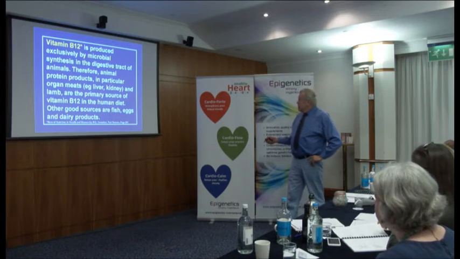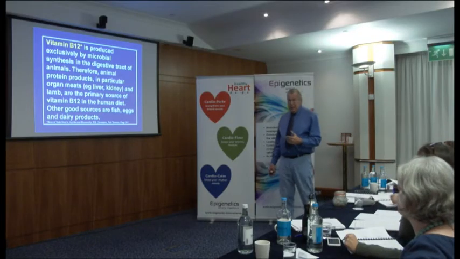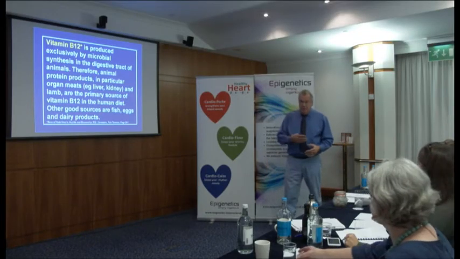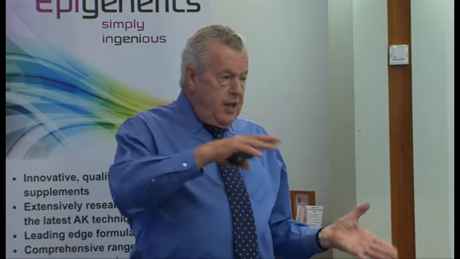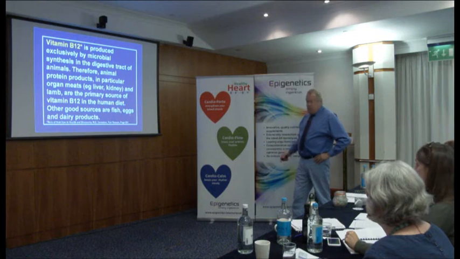So animal protein products, particularly organ meats, like liver and kidney, lamb, etc., are the good sources of B12. In fact, we find that lamb, again, is one of the richest sources of so many of these, because lamb is generally not put onto grassy fields which have herbicides, because they live on hillsides, and they will eat most things except thistles and stinging nettles.